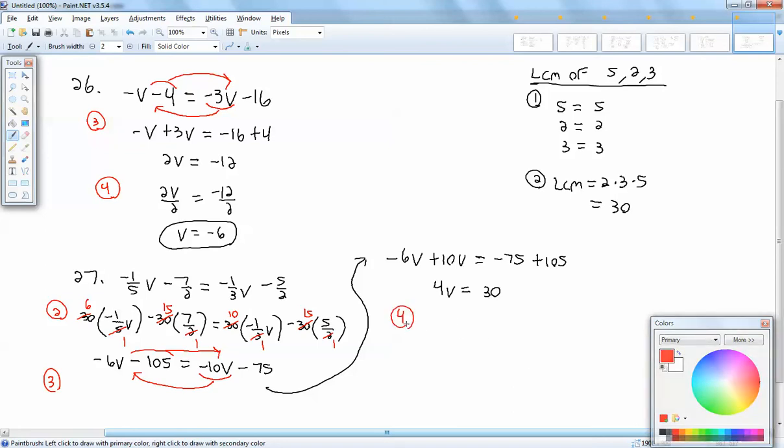Okay, step 4. Divide both sides by the number in front of your v. The number in front of our v is a 4, so we're going to divide both sides by 4. And those 4's are going to cancel, and 30 and 4 are both divisible by 2. 30 divided by 2 is 15, 4 divided by 2 is 2. So our answer is 15 halves.